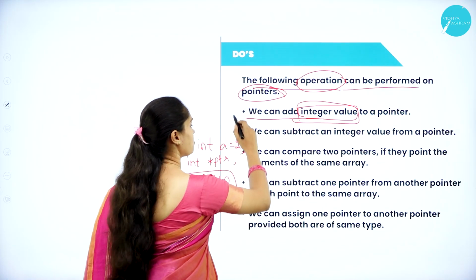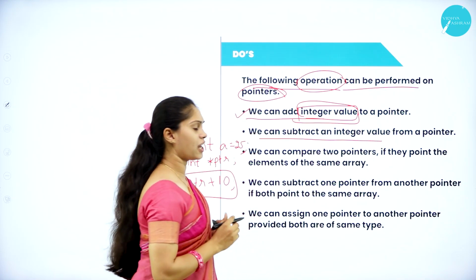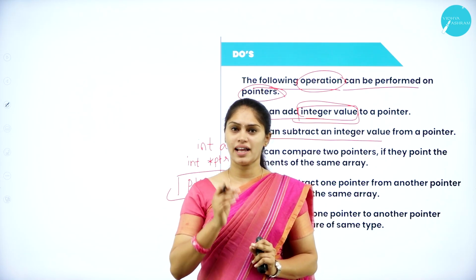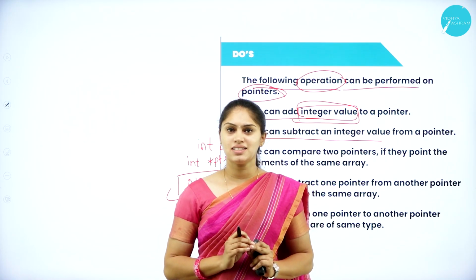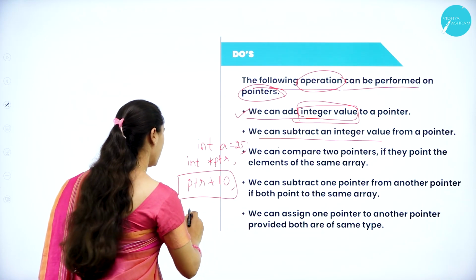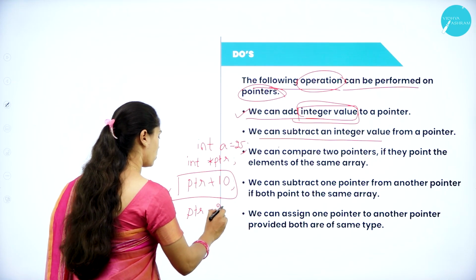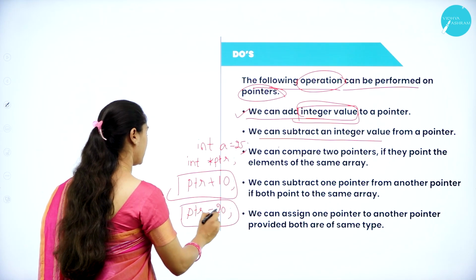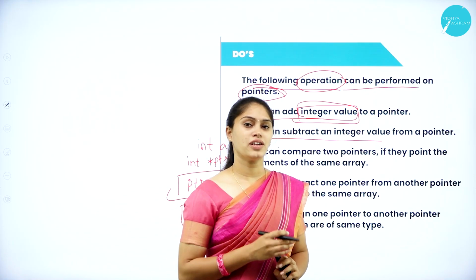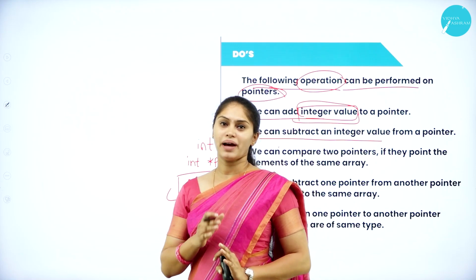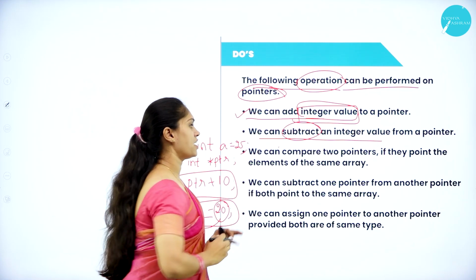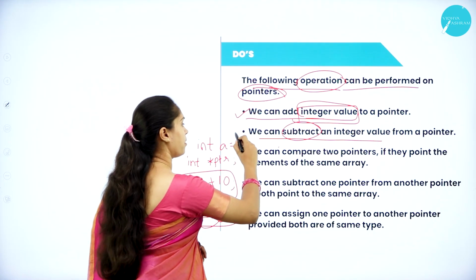After that, what is the next point? We can subtract an integer value from a pointer. Mainly a pointer is used to store or refer to the address of another variable. For example, here I have ptr minus 20. I am going to subtract an integer value from the pointer. Here 20 is the integer value, and I am subtracting it from the pointer. So this is the second point.